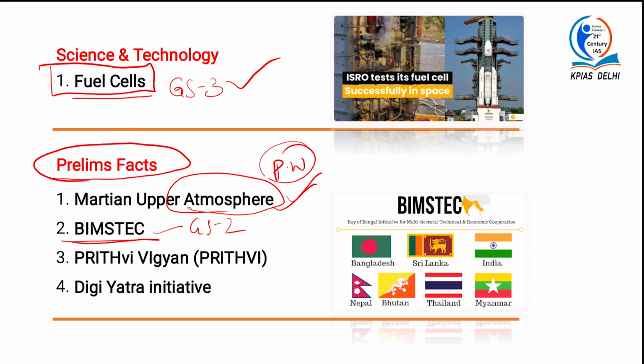This BIMSTEC topic is important because recently an ambassador, a senior diplomat of India, Indra Mani Pandey, has been appointed as the Secretary General of BIMSTEC. BIMSTEC stands for Bay of Bengal Initiative for Multi-Sectoral Technical and Economic Cooperation, which is headquartered in Dhaka. Next important thing that we are going to cover is regarding PRITHVI. Prithvi here stands for Prithvi Vigyan, which is an initiative of the Ministry of Earth Sciences. Recently the cabinet has approved this overarching scheme called Prithvi. What are the provisions of this Prithvi, under which ministry is it functioning and all? We'll be looking into this particular issue.